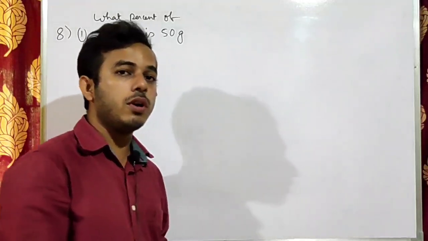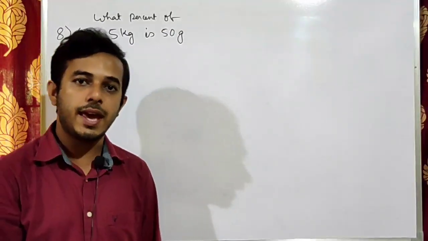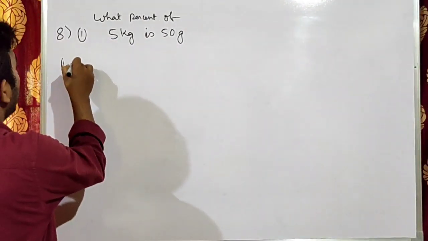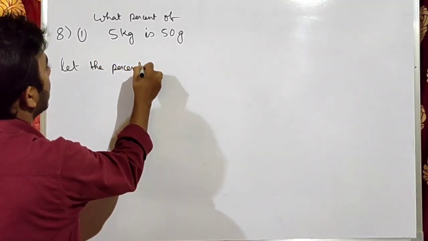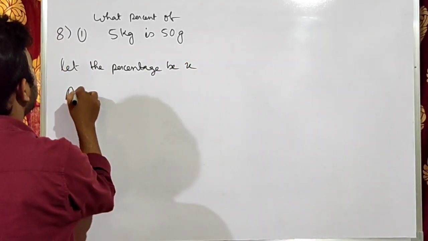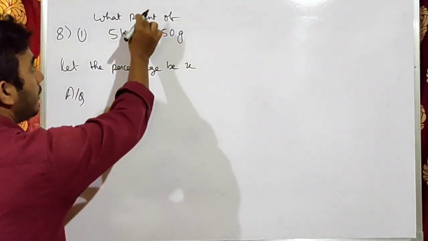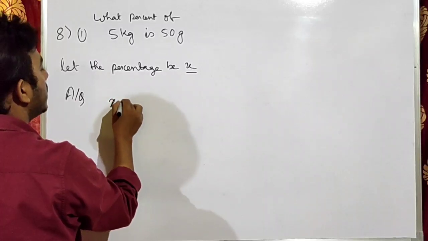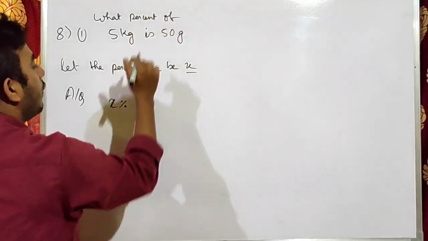We don't know. So we will go to our usual form, that is, let the percentage be x. Now according to the question, what will be the equation? What percent of? Percent we have considered x, so we write x percent. Let the percentage be x. So what percent of? Of means what?